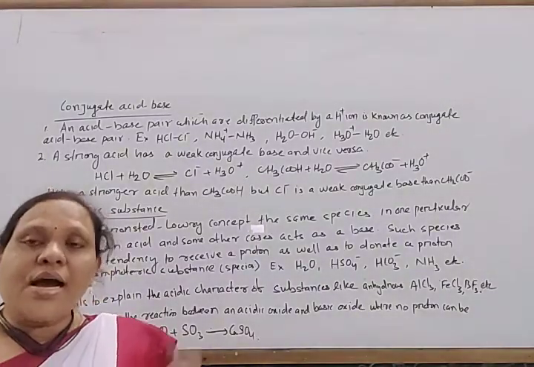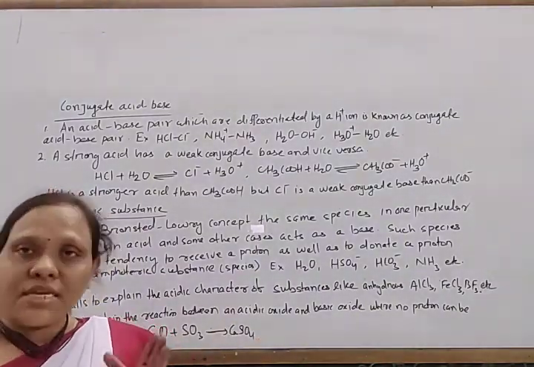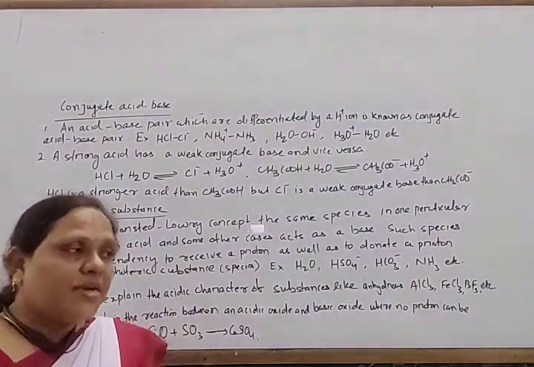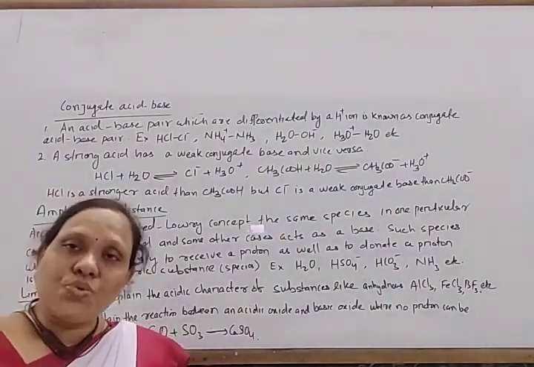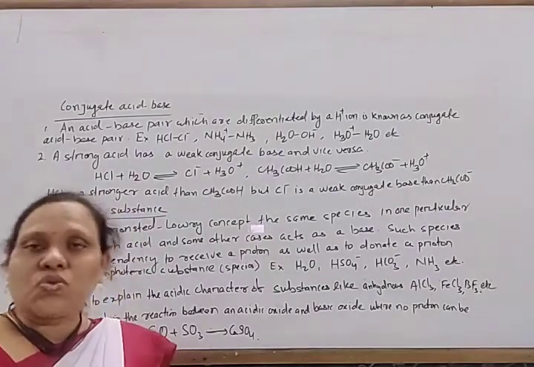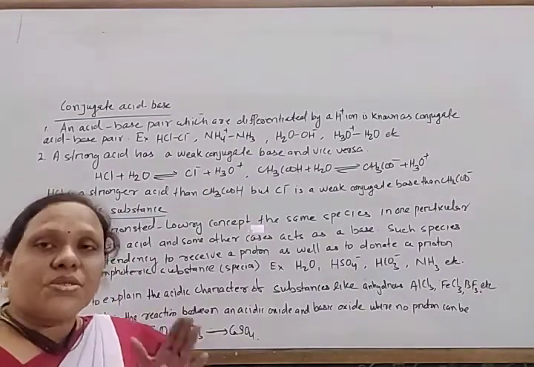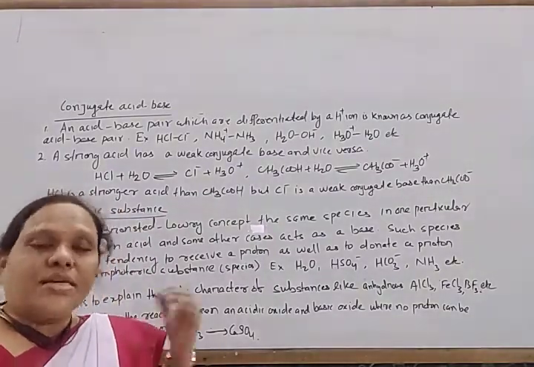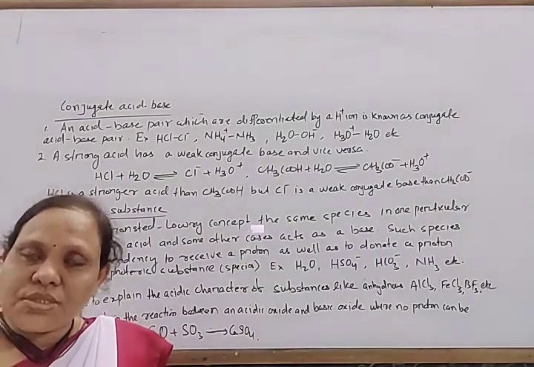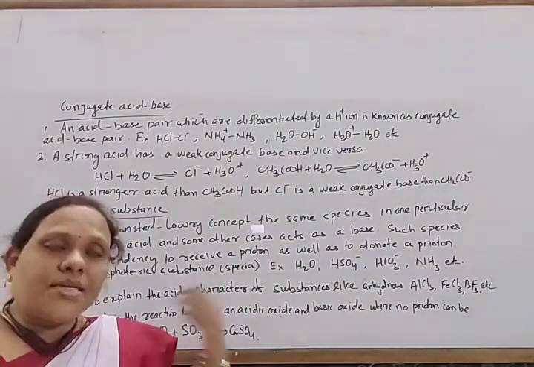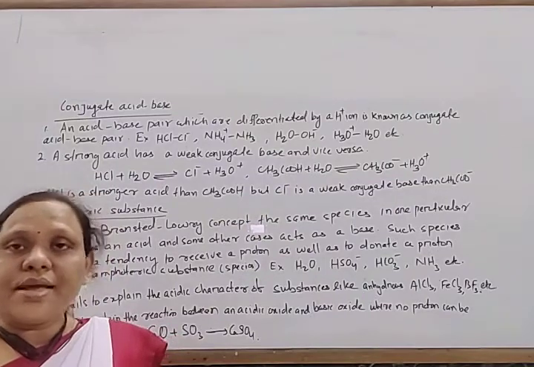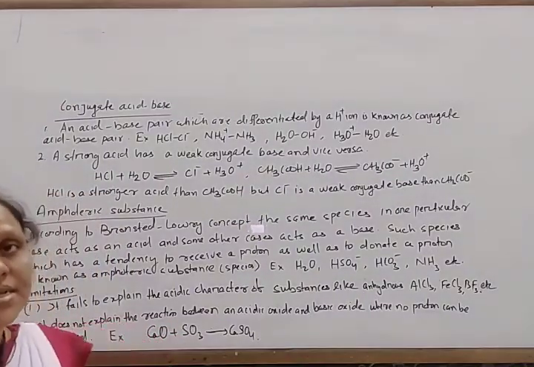Similarly, ammonia receiving an H+ ion forms the NH4+ ion, and by giving an H+ ion forms the NH2- ion. Hence, ammonia is also amphoteric. The bicarbonate ion HCO3- receives an H+ ion to form H2CO3, and it can donate an H+ ion to form the carbonate ion. Hence, this is an amphoteric substance. So, note down these points.